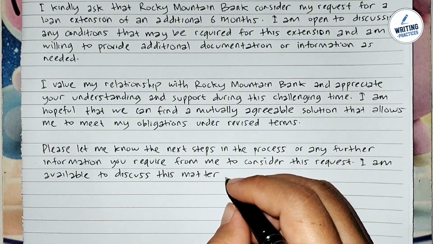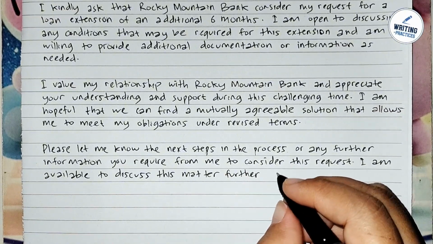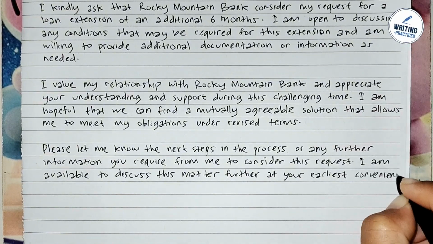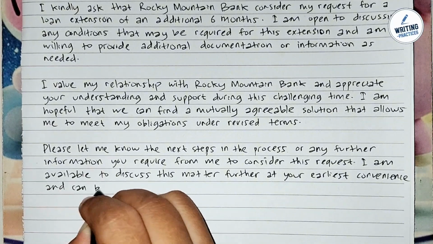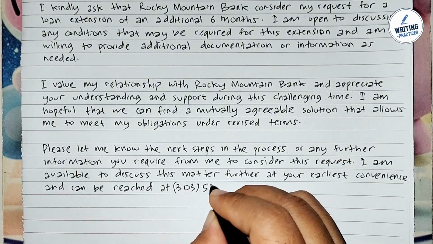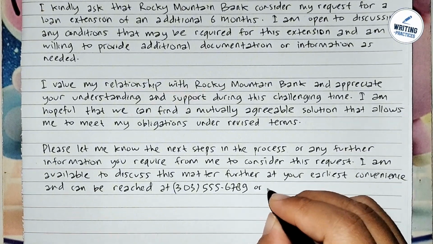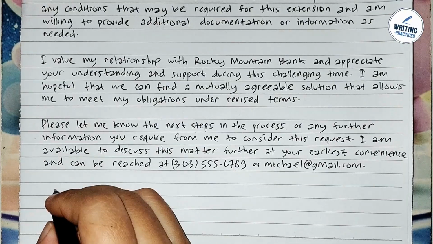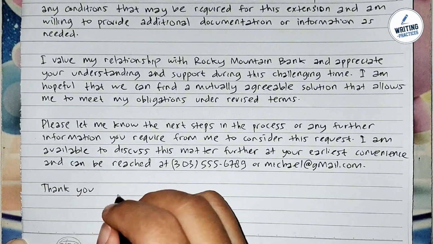You need to include your phone number and email address. And here is how you write it. "I am available to discuss this matter further at your earliest convenience, and can be reached at 303-555-6789, or michael.roberts@email.com." And the last paragraph, write your expression of gratitude.